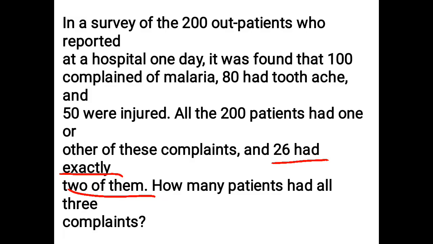26 had exactly 2 of them, meaning use alphabets or variables to represent the exactly 2, right? That is the only 2. And then when you are done, you add them, you equate to 26. And then the question says, how many patients had all 3 complaints?